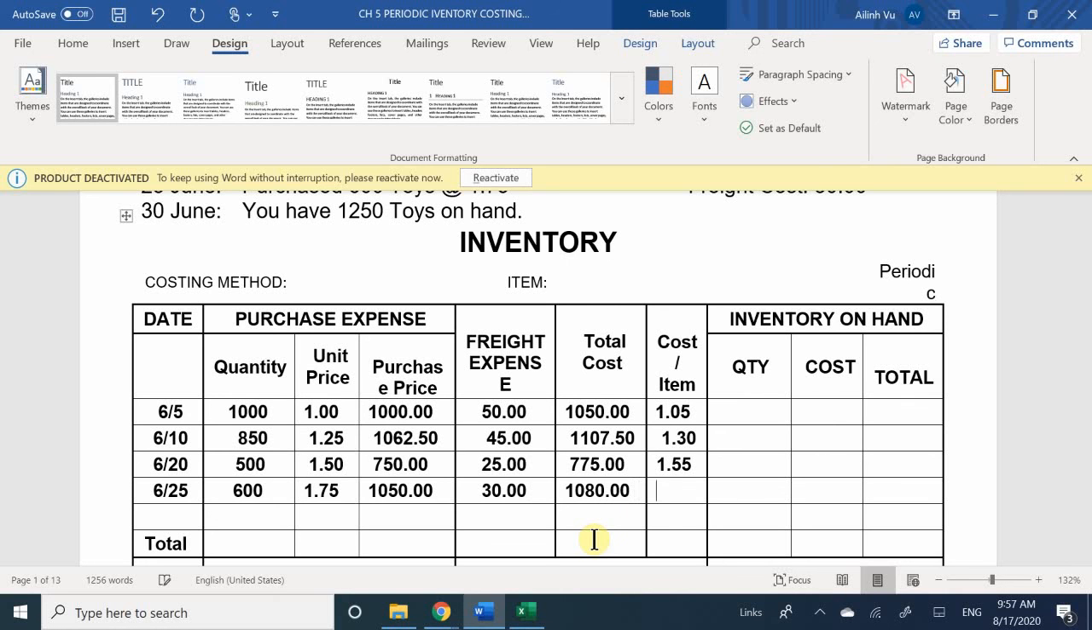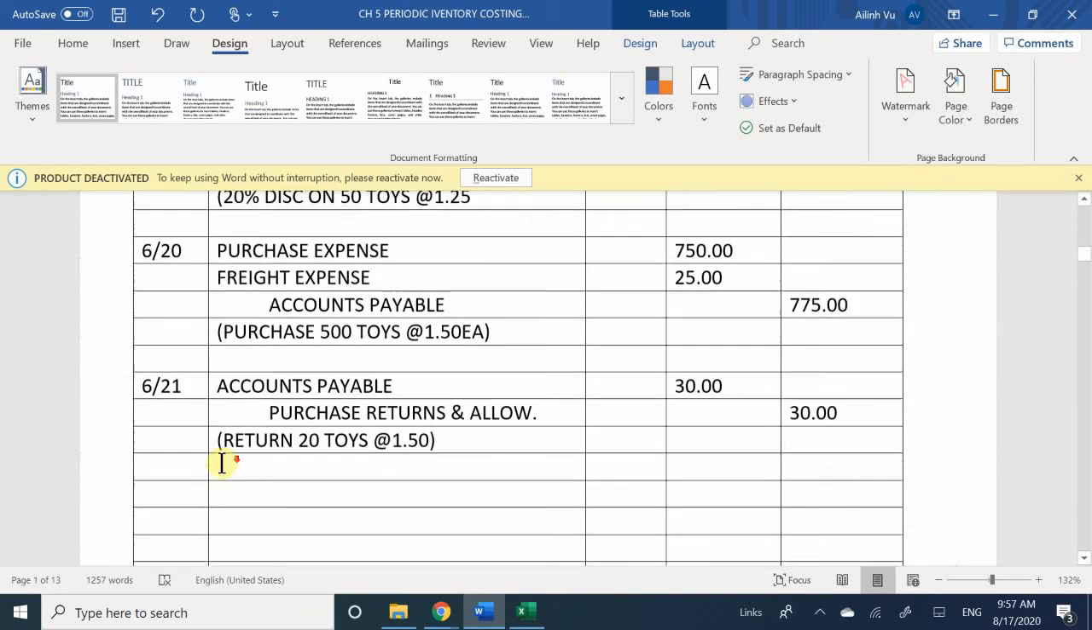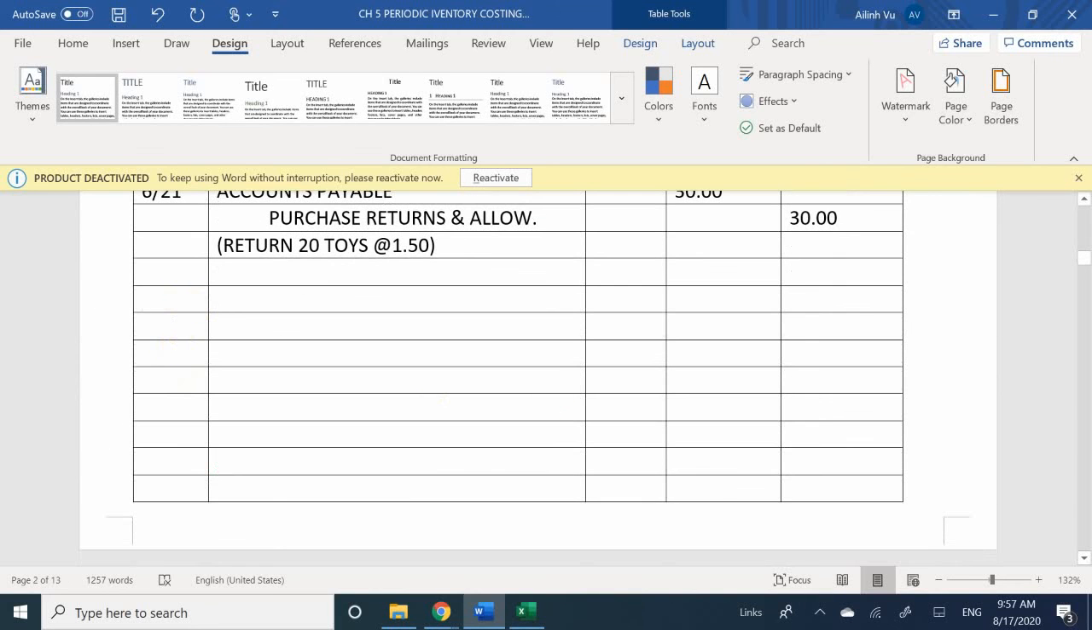And what's my cost per item? That's a good question. $1.80. No, that can't be. I don't think that's true. 1,080. You did get $1.80. Wow, that's cool. It came out completely even. I was looking at it and I was like, wait, that's not it, but then it's 1,080. Okay, cool. $1.80. All right, now we have to journalize that for the 25th of June.